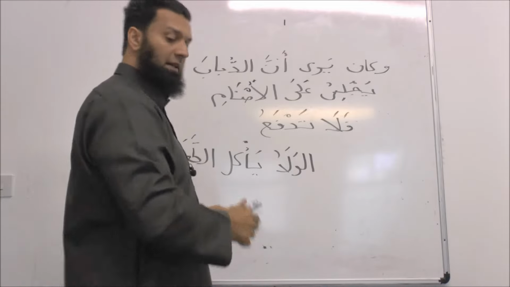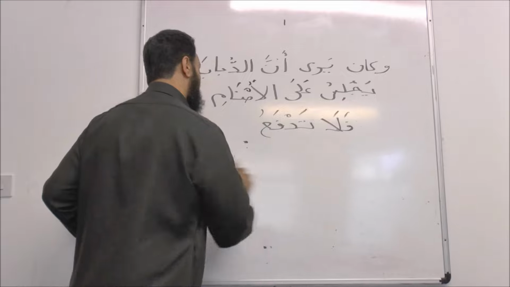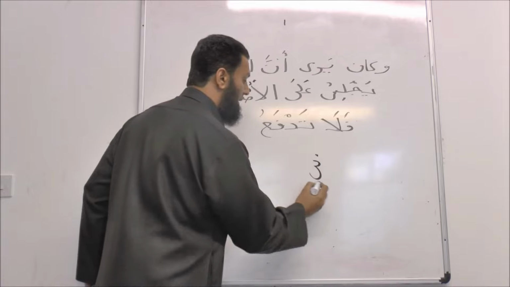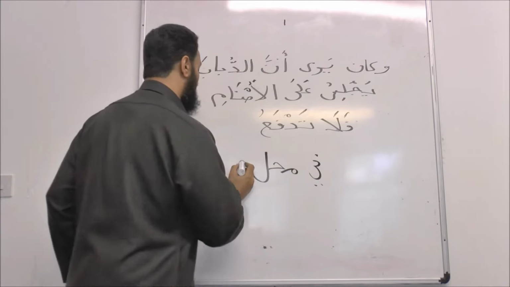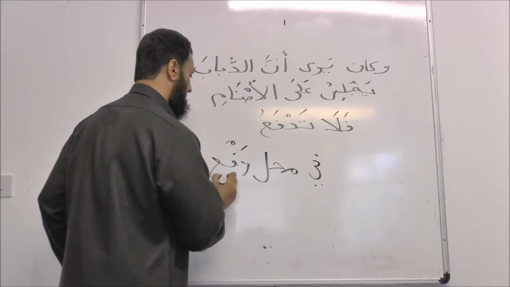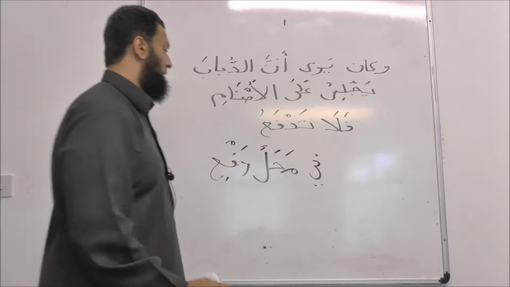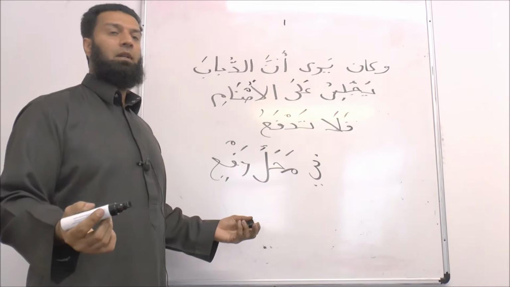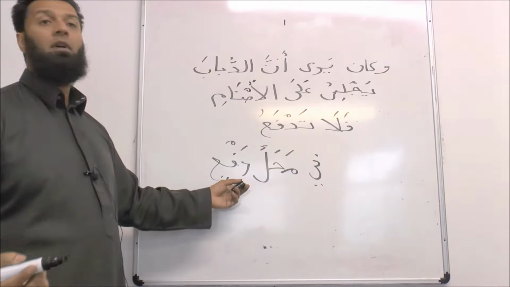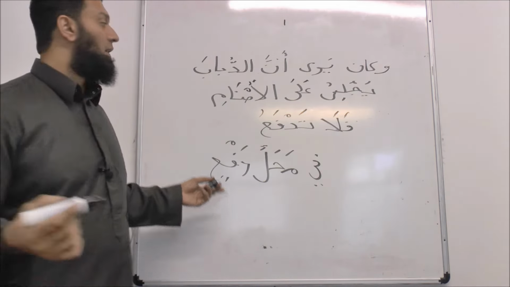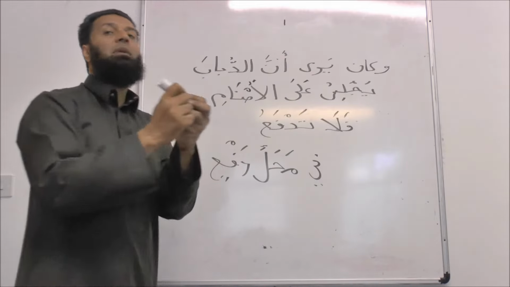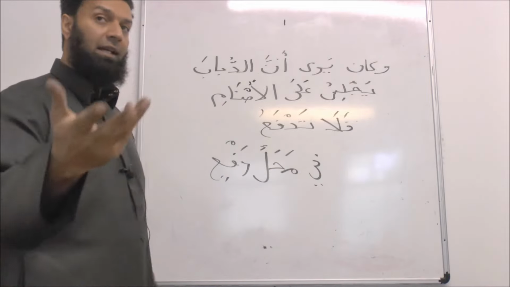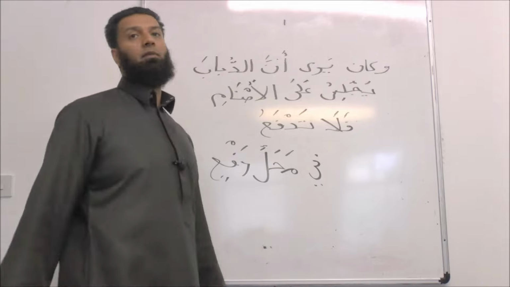So remember, that's why the grammarians have this concept that we also need to remember, which is to say, fi mahalli raf'in. Mahal means position. In position of being marfu'. Because you can't make yajlisu ala al-asnami marfu'un, can you? It's not one ismun that you can make marfu'un. So what happens? They say it's in the position of it being marfu'.